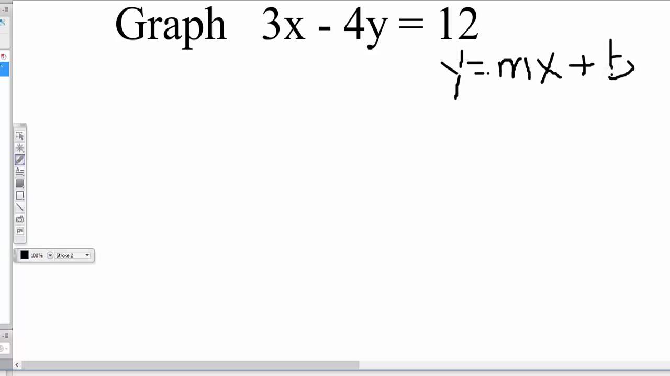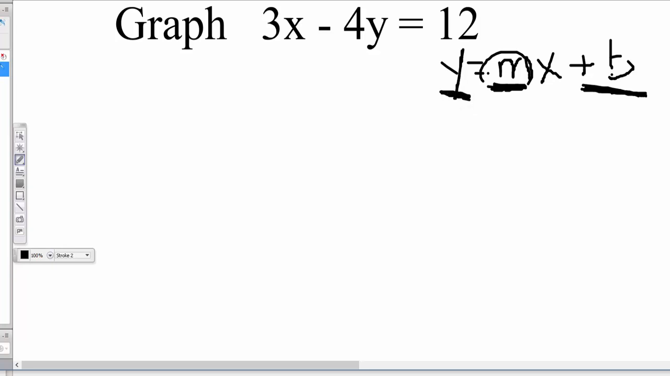And the reason we want it in this form is because as long as we have it in this form, we know exactly what the slope is and we know exactly what the y-intercept is. Because all we have to do is look at the coefficient of x for our slope, and whatever this plus or minus number is out here, that's what our y-intercept is. So our first thing is to get our equation in the proper form, which means we need to solve for y. We need to get y all by itself.